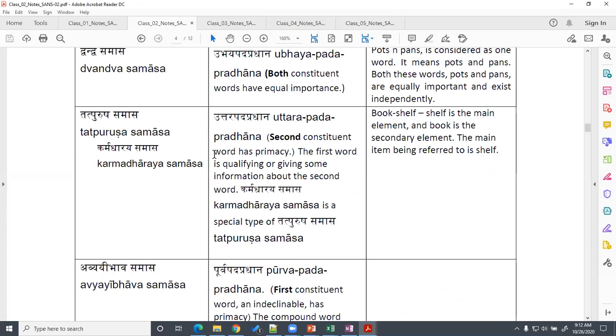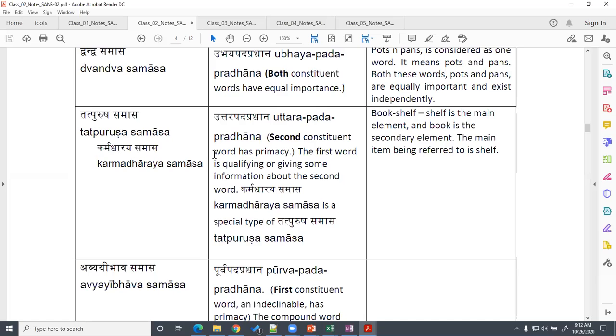One thing is the difference between samasa and sandhi, because that is one point of confusion for many people. So samasa is between two words, and then you can bring more and more words together, and a samasa could have multiple words, and the end result is one word.